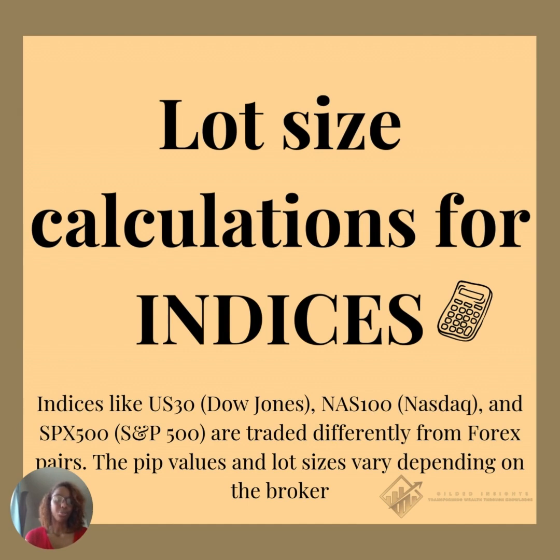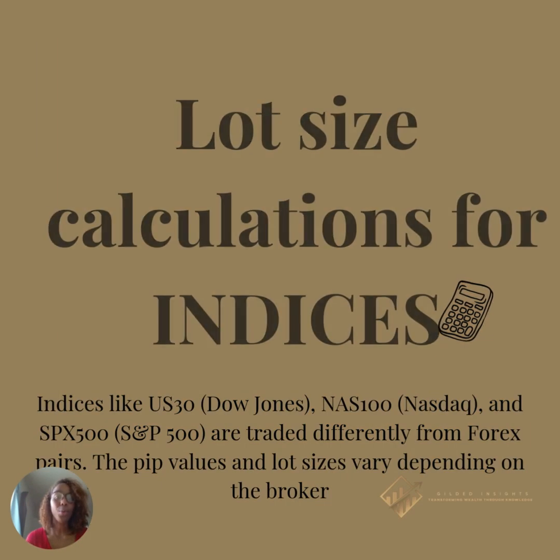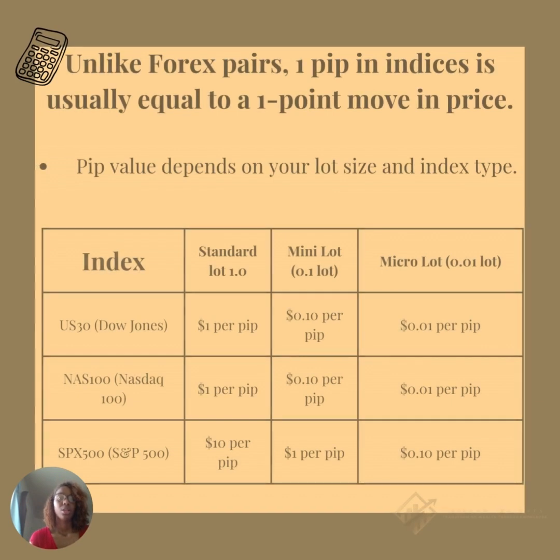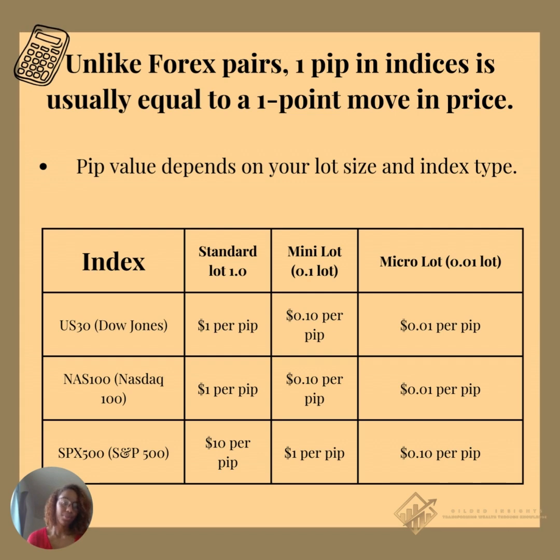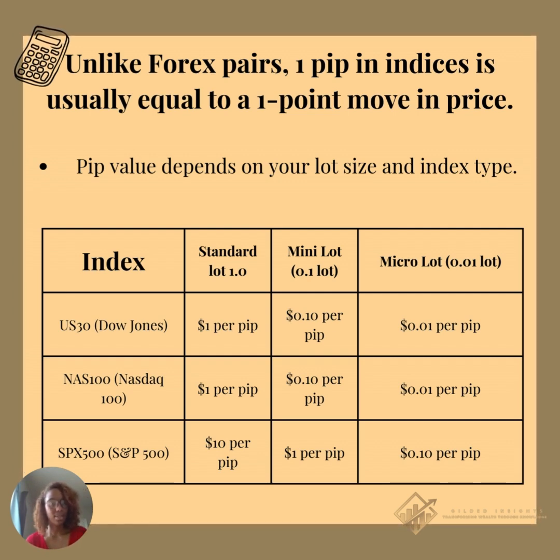So there is a huge difference between trading regular forex currency pairs versus indices. Indices are what you see like the US 30, NAS 100, S&P 500, and they're just traded differently. So instead of going by pips, these indices move by points. So 1 pip is equal to 1 point in price. Kind of the same, but different.